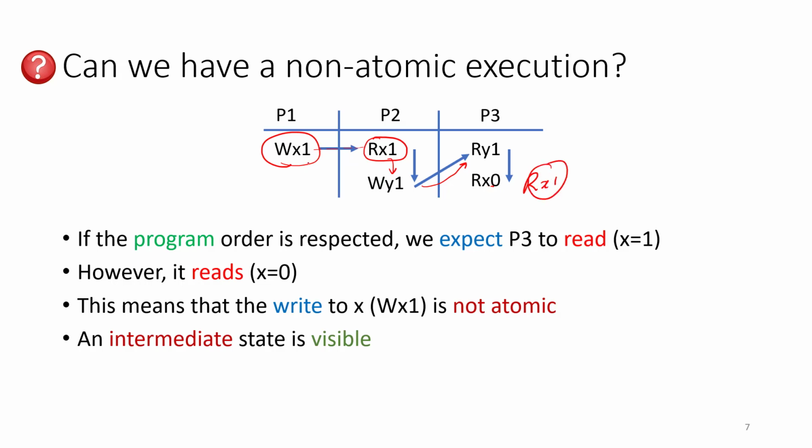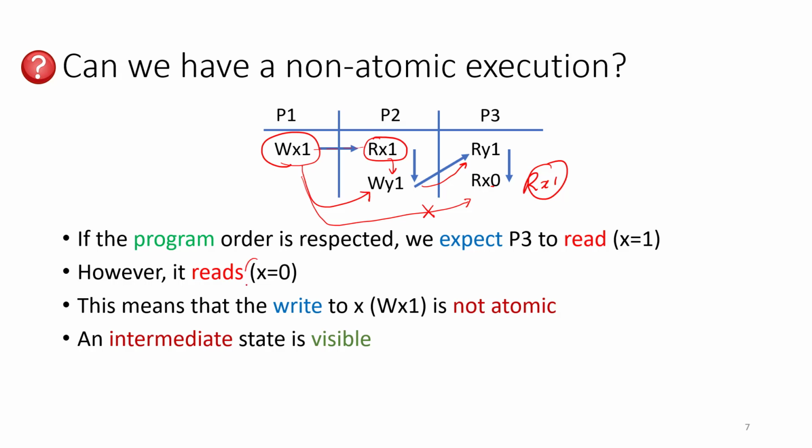If you don't see it, what does this mean? This means that this write has gone to P2 first and this write has gone to P3 much later, right? That is what you have seen: at this particular point, the write has not reached P3, but it has reached P2. So if the program order is respected, we expect P3 to read x equal to 1, but in this case, it hasn't.